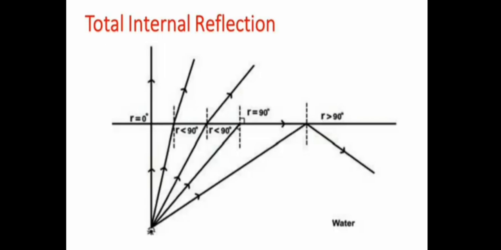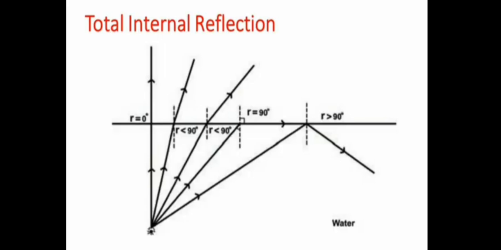Next, total internal reflection. When light travels from denser medium into rarer medium, it gets refracted away from the normal. While the angle of incidence in the denser medium increases, the angle of refraction also increases and reaches the maximum value, r is equal to 90 degree, for a particular value. This angle of incidence is called critical angle. The angle of incidence at which the angle of refraction is 90 degree is called critical angle.